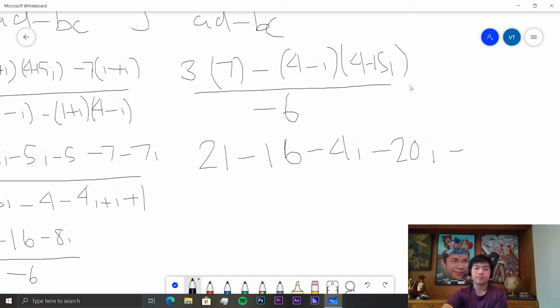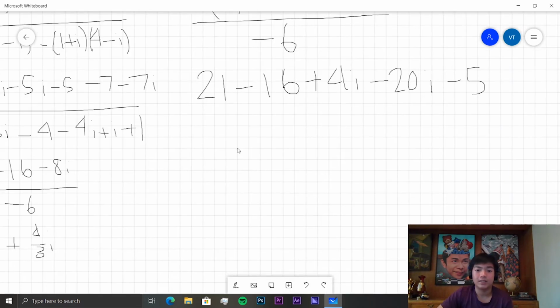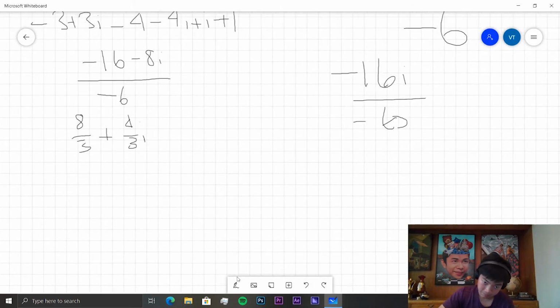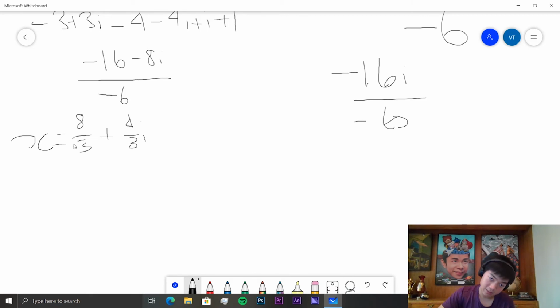Oh, sorry. This is 16 plus 4i minus 20i minus 5. Okay, and so that's equal to, all over negative 6. So this is equal to 21 minus 16 minus 5, this is 0. So it's simply negative 16i over negative 6, or in other words, negative 8/3 i. So x is 8/3 plus 4/3 i, and y is 8/3 i.